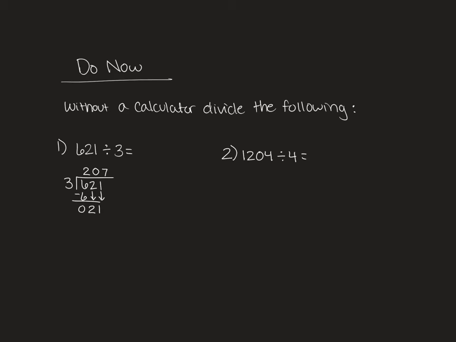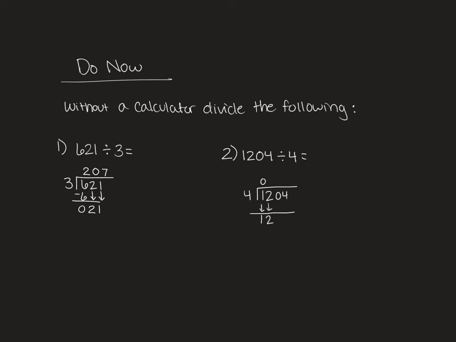The next one, 1204 divided by 4. The trick doesn't work with this one as it does with 3, so we just got to do straight long division. So 1204 divided by 4. So 4 goes into 1 0 times. Okay, so you just bring it down.